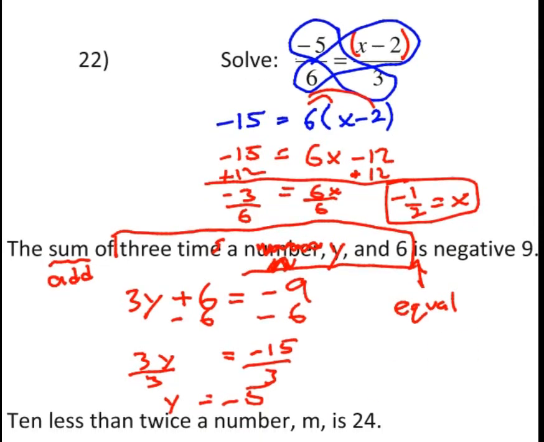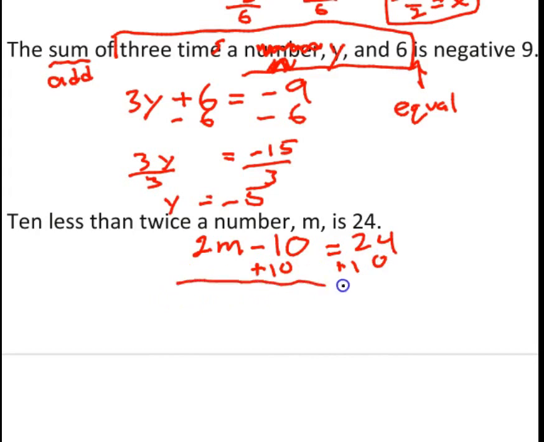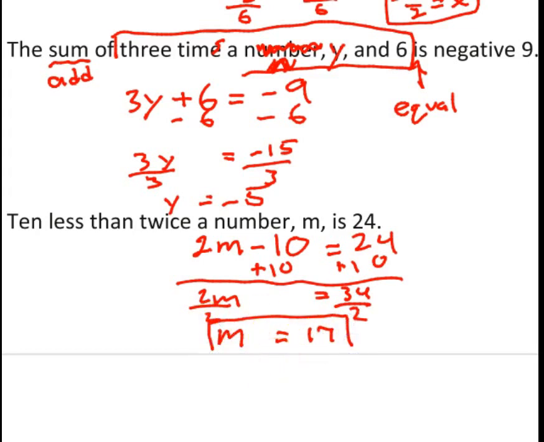Okay. Looks like we got one more down here to solve. 10 less than twice a number, m. So twice a number, m. And 10 less than that would be minus 10. Is equals 24. We can add 10 to both sides. 2 times m equals 34. There you go. 34 divided by 2 is 17.